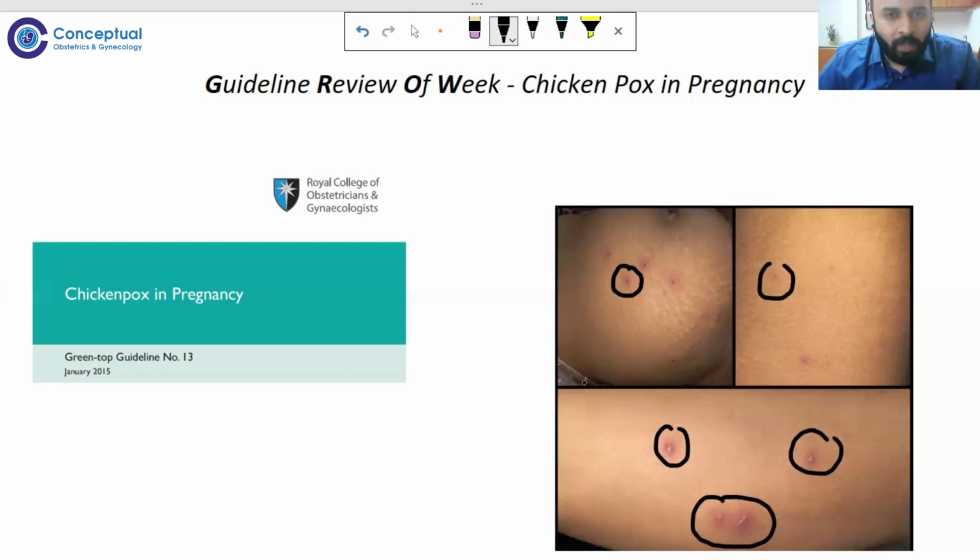So today we'll be discussing this from the Green Top Guideline by the Royal College of Obstetricians and Gynaecologists, which speaks on this very topic, that is chickenpox in pregnancy. I'll be briefing you all on how we would manage this patient and what the ideal management would be for such a patient if she were to present in your wards.